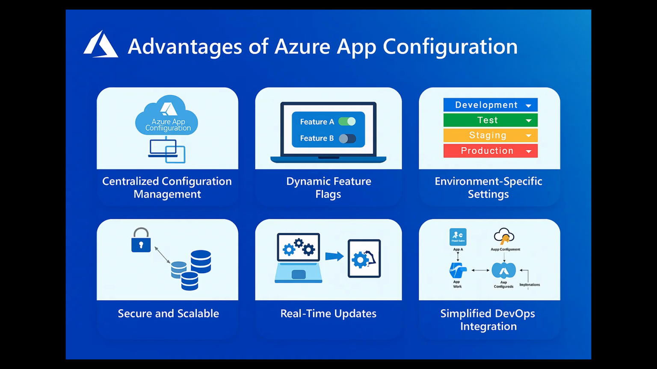And it provides the possibility to perform real-time updates. What this means is you can change a configuration in real time, and the changes will be reflected in any application consuming the Azure App Configuration instance. You can also simplify your DevOps integration by having a single configuration source, which will allow you to not rely on having to update multiple configuration files for all your applications.